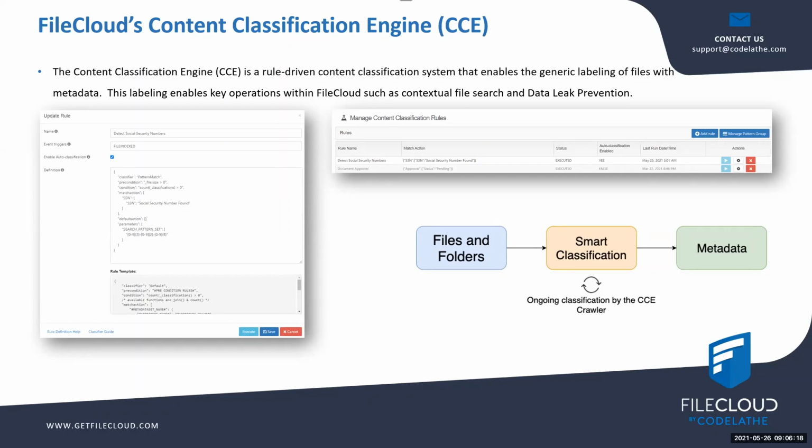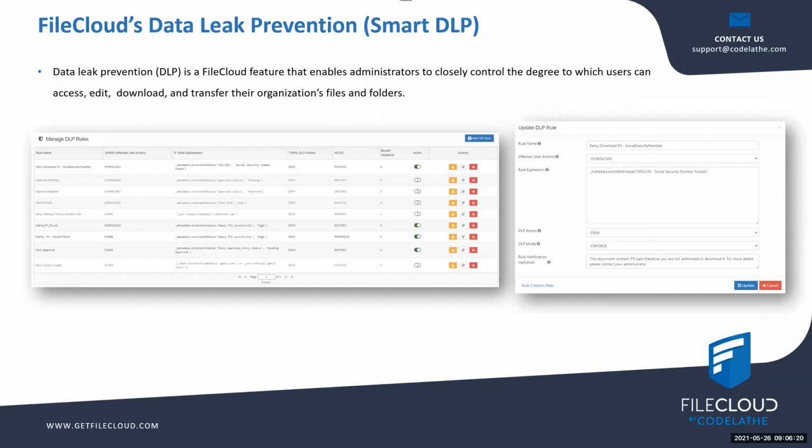Now, on the same line, we also have FileCloud's data leak prevention, or Smart DLP, which is FileCloud's feature that enables administrators to closely control the degree to which a user can access, edit, download, and transfer their organizational files and folders. Now, let's say that you have a user and you give him permissions to upload and download files. Perfect. But maybe you want to add a rule that says, hey, if you're not within this IP range, I don't want you to download, I only want you to upload. Using FileCloud's DLP, you can get this done.